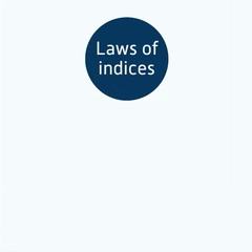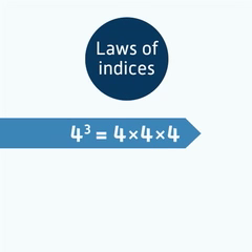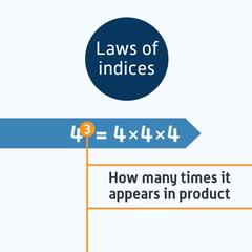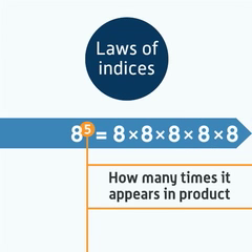This chapter is about the laws of indices. We know that 4 to the power of 3 equals 4 times 4 times 4. The power of 3 tells us how many times 4 needs to appear in the product. So 8 to the power of 5 equals 8 times 8 times 8 times 8 times 8.